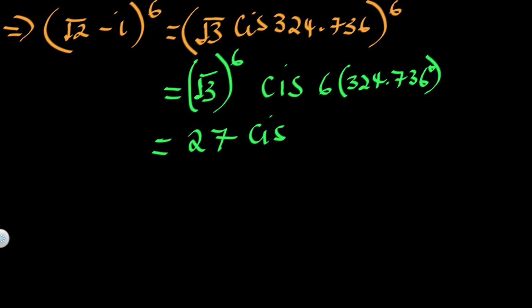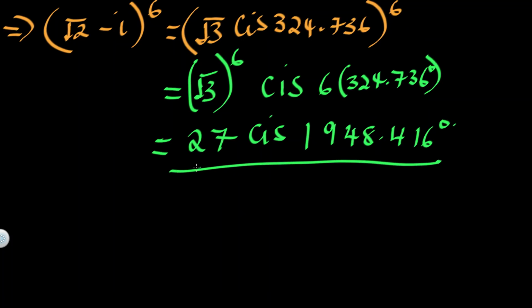Then we take the 6 and multiply it by 324.736. We get 1948.416 degrees. So this is our answer.